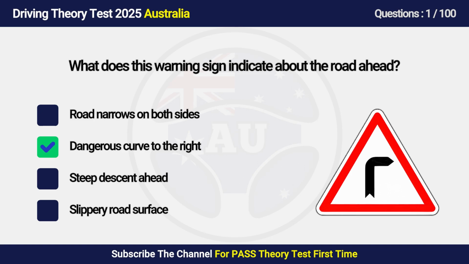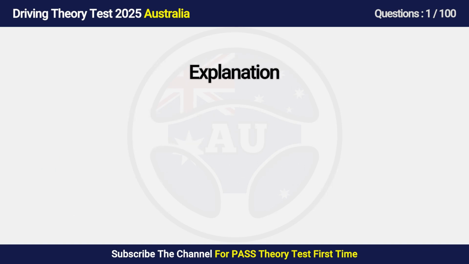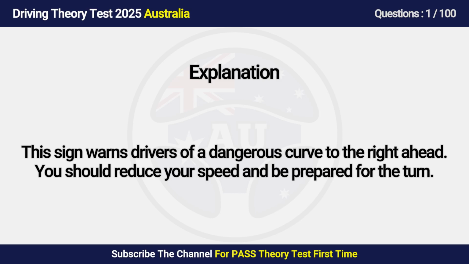Answer is B. Dangerous curve to the right. This sign warns drivers of a dangerous curve to the right ahead. You should reduce your speed and be prepared for the turn.